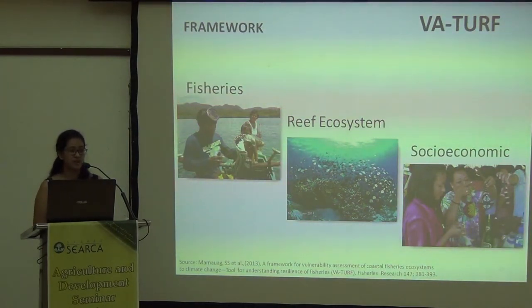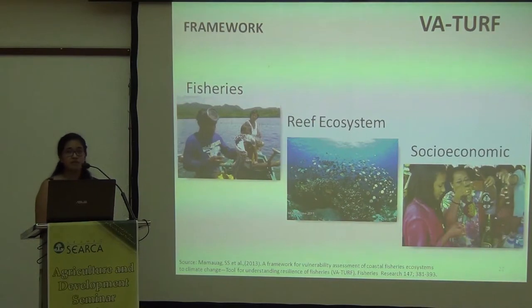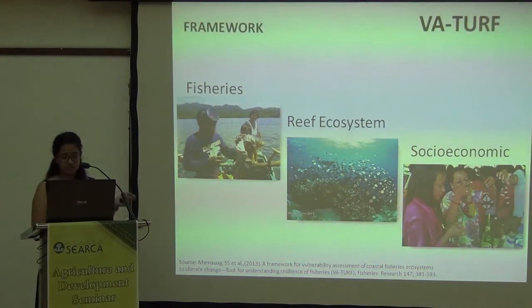For fisheries, of course, because it discusses fisheries, it examines the type of fisheries in the area. The reef ecosystem is considered because the life history, characteristics, and behaviors of target species are important biological features that provide insights into the vulnerability of the fisheries. The ecological significance of this reef ecosystem is emphasized, considering that there is interaction between species, within species, and within habitat. And of course, the socioeconomic component is considered because of its tight relationship with fisheries resources.